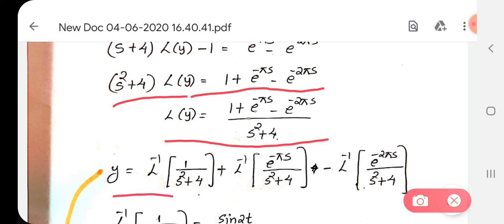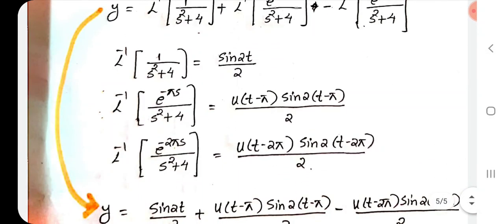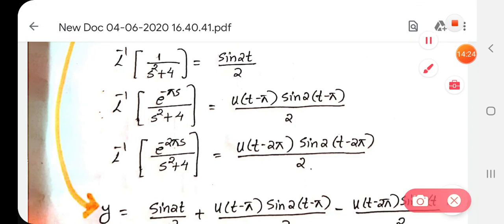Then y is, take the L inverse of these three terms. We have L inverse of 1 by s square plus 4, plus L inverse of e raised to minus pi s by s square plus 4, minus L inverse of e raised to minus 2 pi s by s square plus 4. So first we have L inverse of 1 by s square plus 4. 1 by s square plus a square is sin at by a. Here a square is 4, so it is sin 2t by 2.